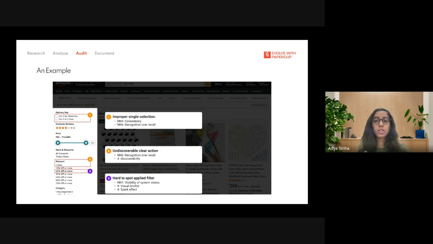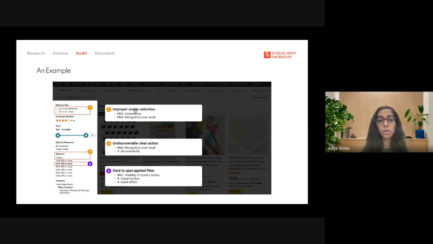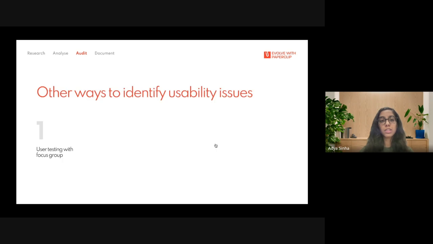So you could reference such relevant analytical data with all of your observations, so that it will help you communicate and help even the team understand how badly or how effectively these issues are affecting the user experience. And there are also other ways to identify usability issues when there is a time crunch.